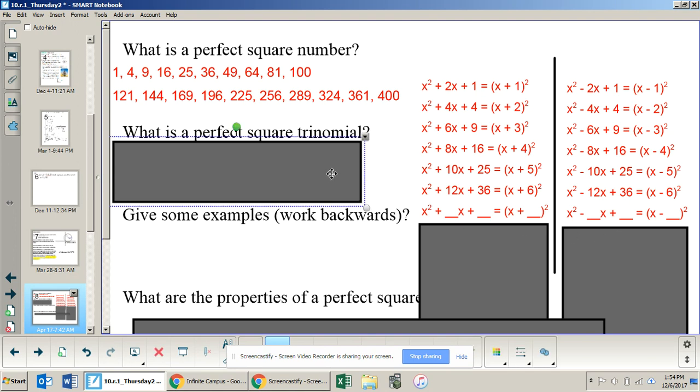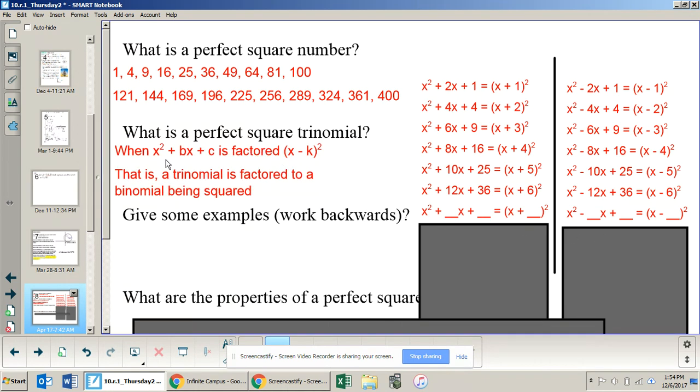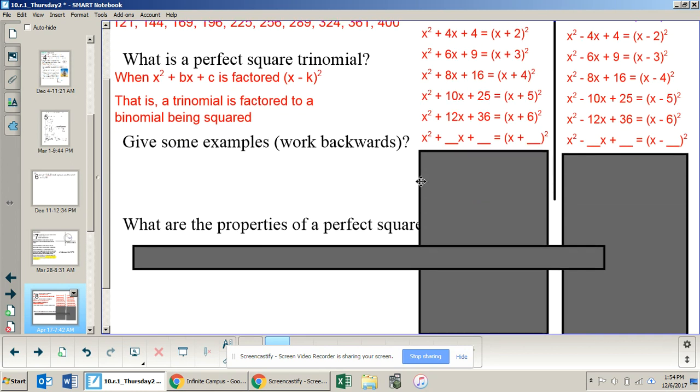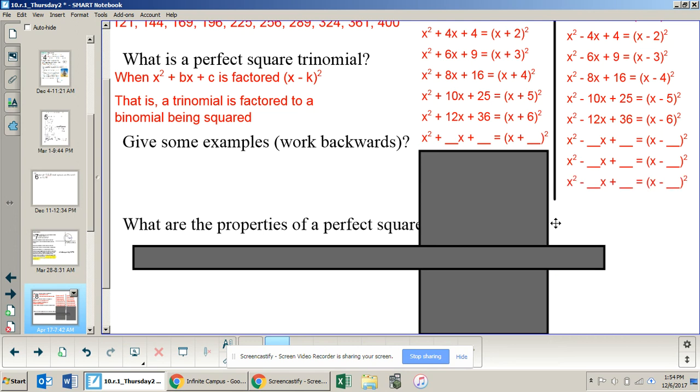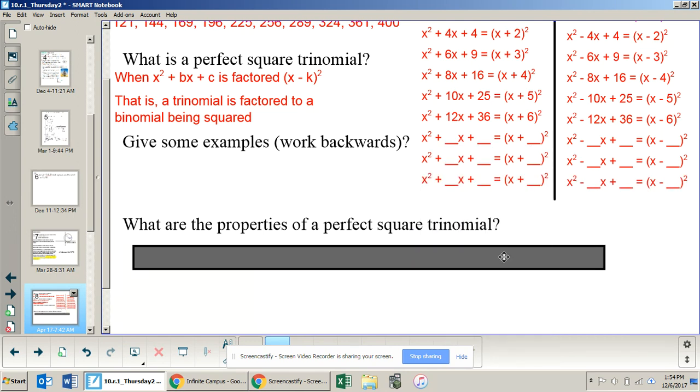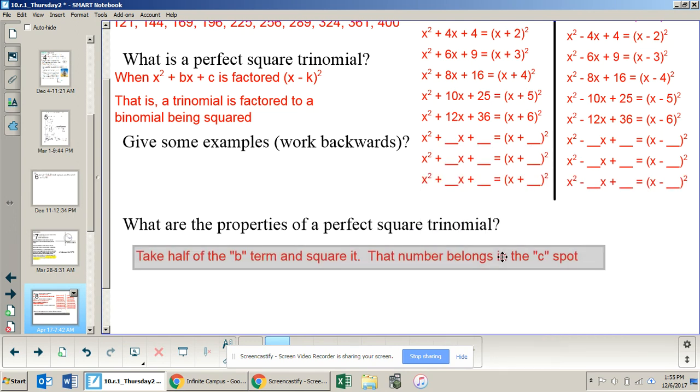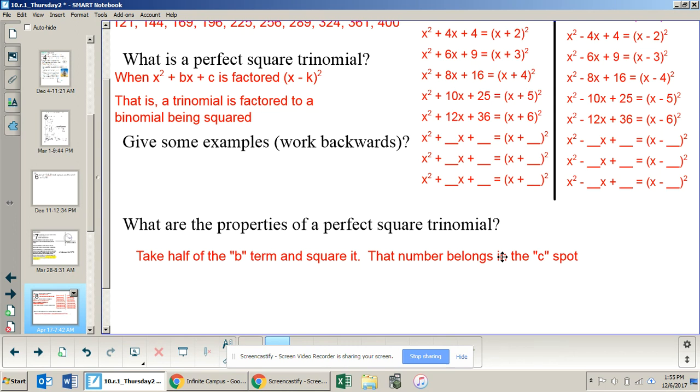So to get a perfect square trinomial, we say that x squared plus bx plus c when factored is factored to x minus k, the quantity squared. That is, a trinomial is factored to a binomial being squared. So what are the properties of a perfect square trinomial? Take half the b term and square it. That number belongs in the c spot.